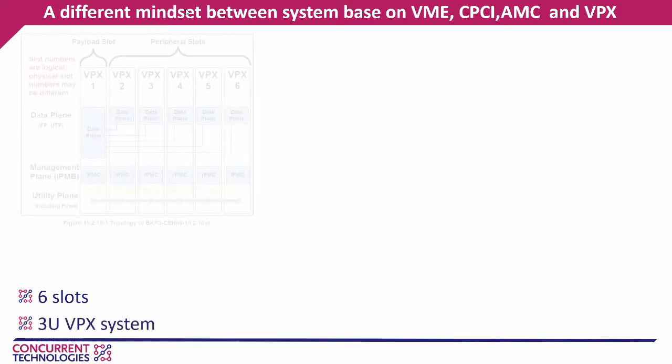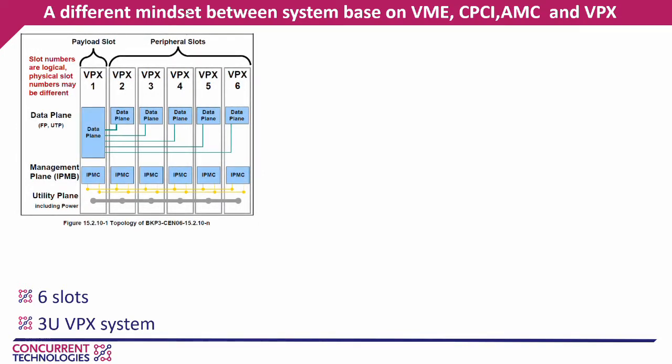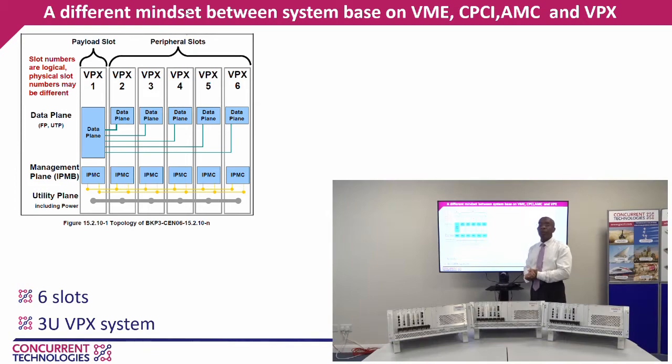And I'll use 4 different types of backplane, all 6 slots, to illustrate the point where you need to worry about how the backplane is wired. You can't just plug a board, a VPX board, in a chassis without this information.